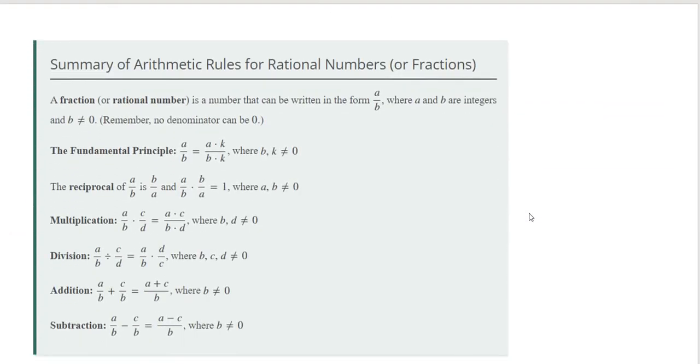So, summary of the arithmetic rules for rational numbers or fractions. A rational number is a number that can be written in the form a over b, it's just a fraction. a and b are integers, and b cannot equal 0. Remember, no denominator can be 0. Fundamental principle, there you go, that's how you multiply. Reciprocal, flip it. Multiplication, multiply straight across. Division, flip the second term. Addition, find a common denominator. Subtraction, find a common denominator. Okay?